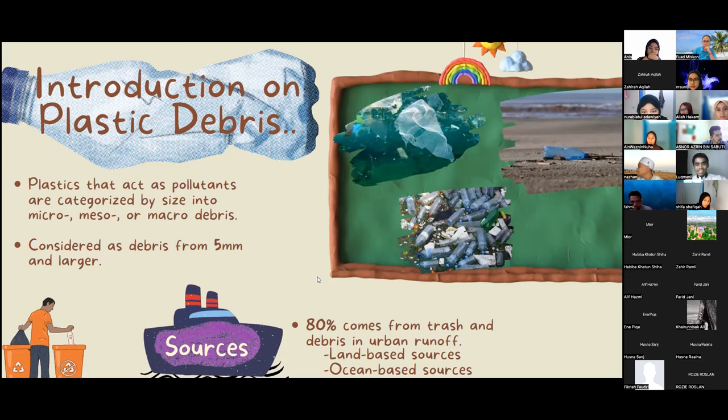Talking about the source of plastic debris, most marine debris, which is 80% of it, comes from trash and debris in urban runoff, known as land-based sources. Actually, there are two types of debris sources, which are land-based and ocean-based sources. Key components of land-based sources include litter, trash, and debris from construction, ports and marinas, and commercial and industrial facilities. Another type of plastic source is ocean-based, which includes overboard discharge from ships and discarded fishing gear, that accounts for the other 20%.